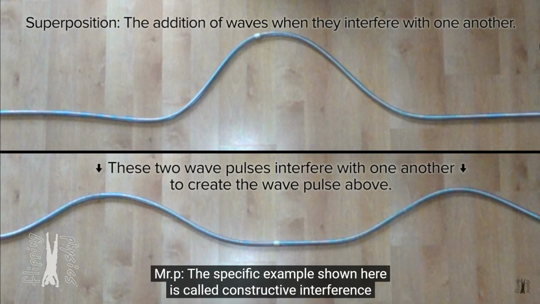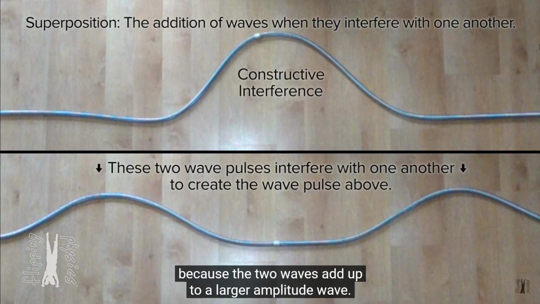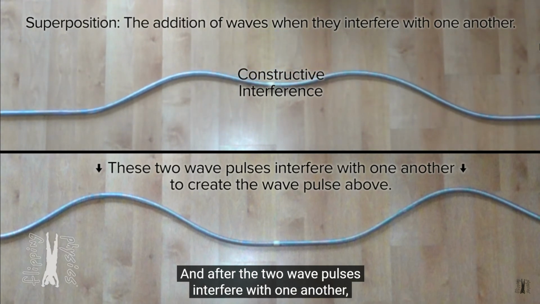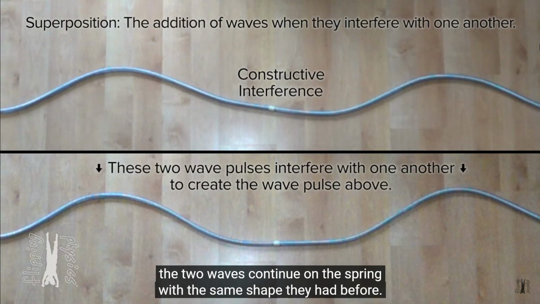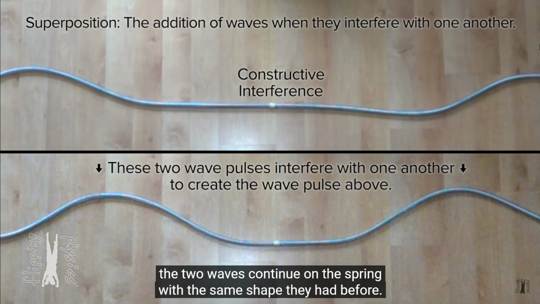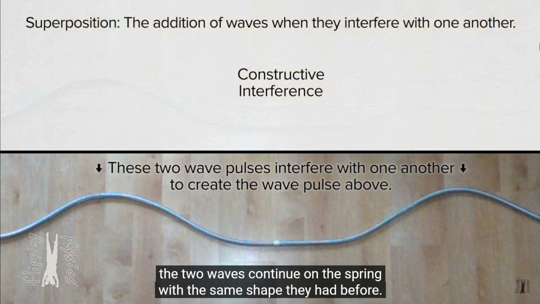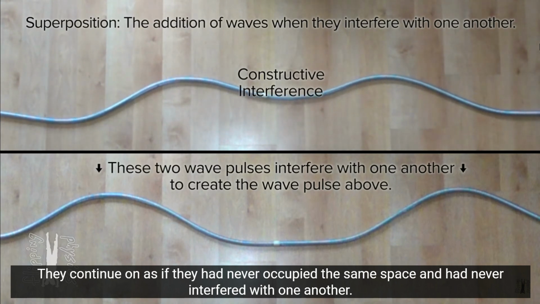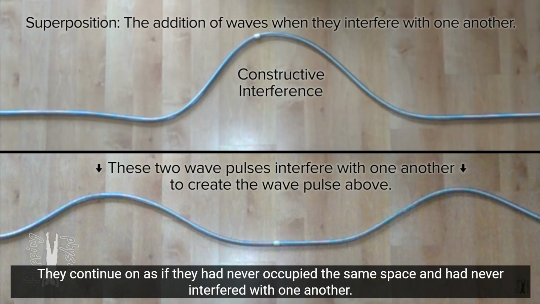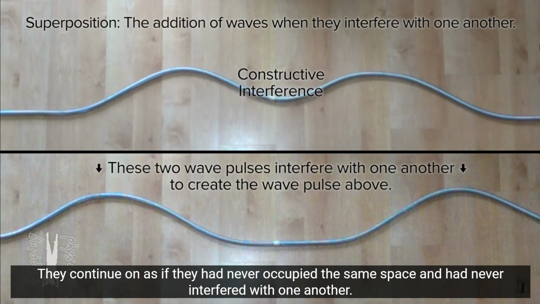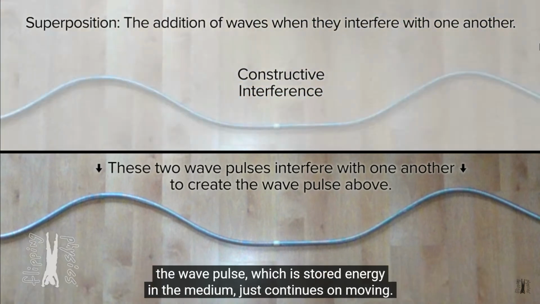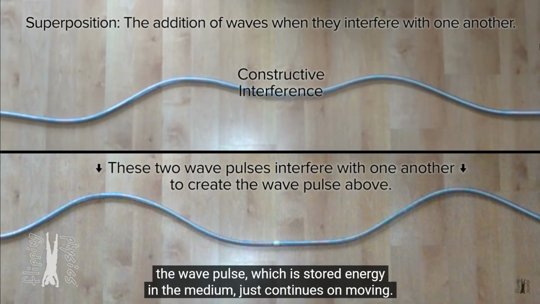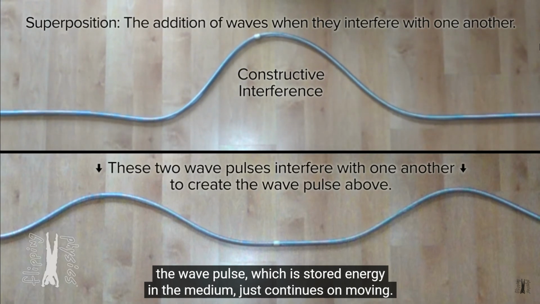Superposition is the addition of waves when the waves interfere with one another. Got it. The specific example shown here is called constructive interference because the two waves add up to a larger amplitude wave. And after the two wave pulses interfere with one another, the two waves continue on the spring with the same shape they had before. They continue on as if they had never occupied the same space and had never interfered with one another. That makes sense because the wave pulse, which is stored energy in the medium, just continues on moving.